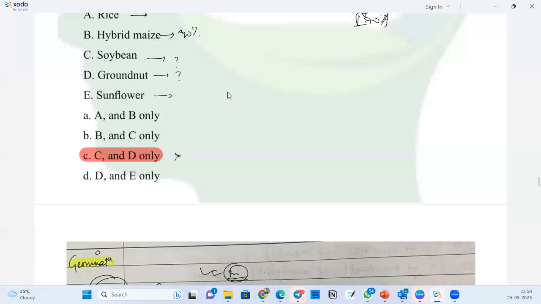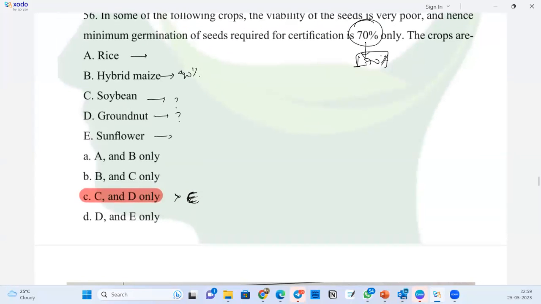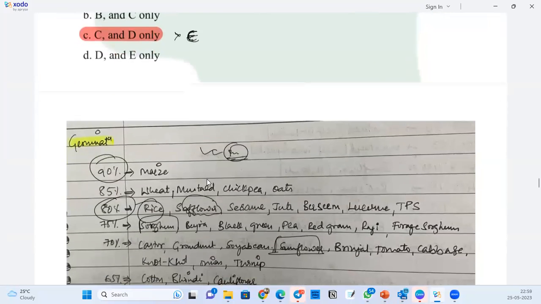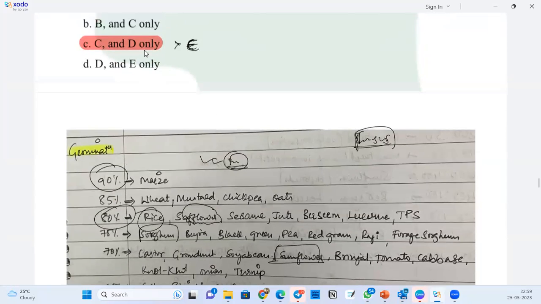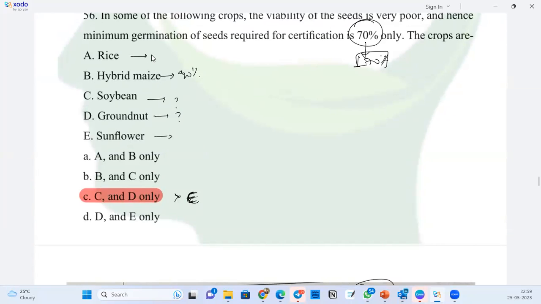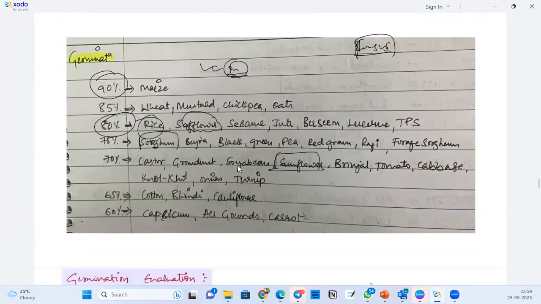So this is wrongly given; sunflower should also be included in this particular statement. This table I made from IMSES only, and there might be some mistake in this option. So it is C, D, and E: soybean, groundnut, and sunflower have the certification standard of minimum 70%. I think they have provided grace marks for that question. I'm not sure about it, but it's usually 70 for sunflower, castor, groundnut, soybean. The information is accurate. I don't have any doubt on it.